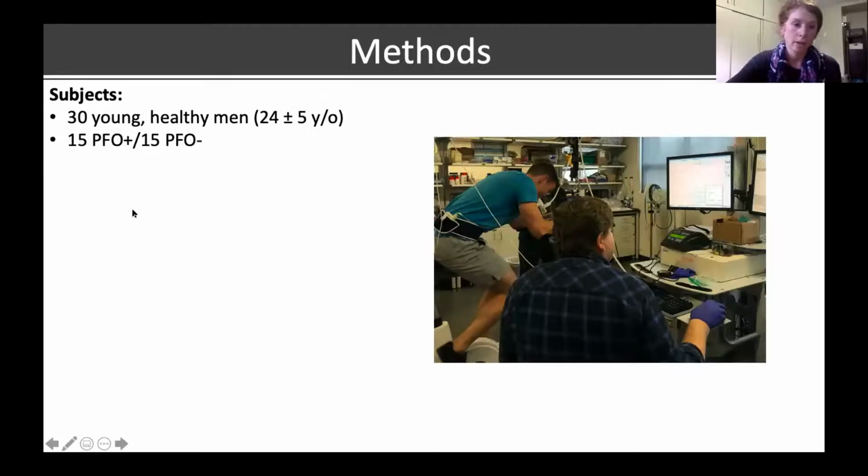We had 30 young healthy men participate in this study. On their very first day, they came into the lab and underwent ultrasound screening to determine whether or not they had a PFO. We ended up enrolling 15 PFO positive and 15 PFO negative subjects.